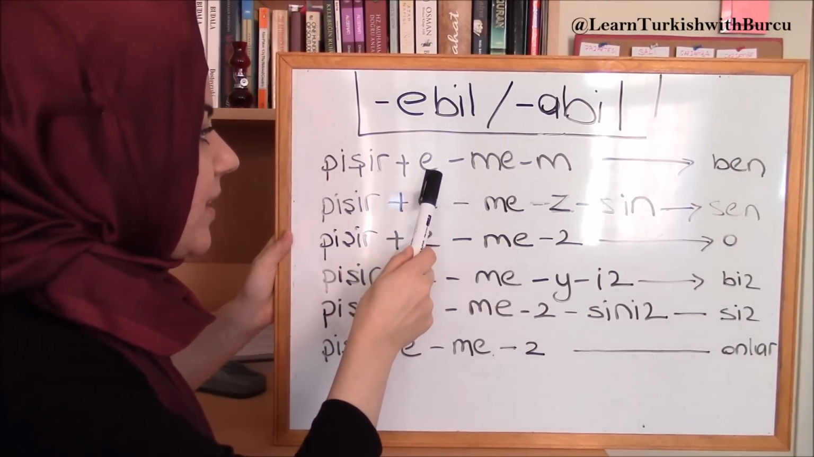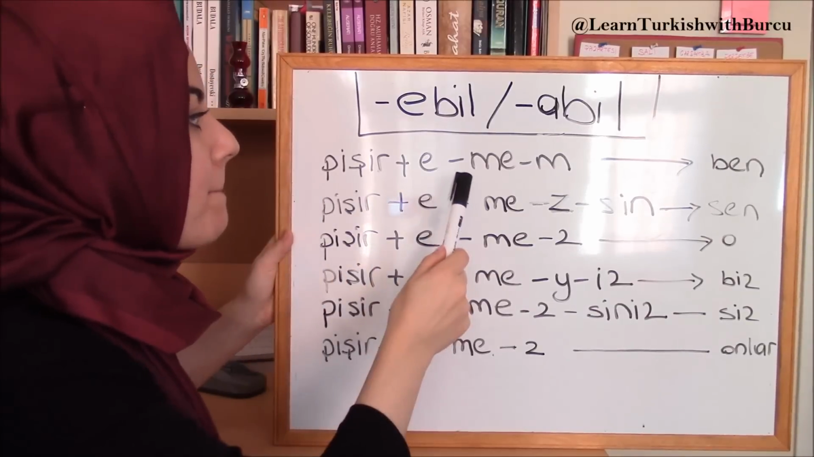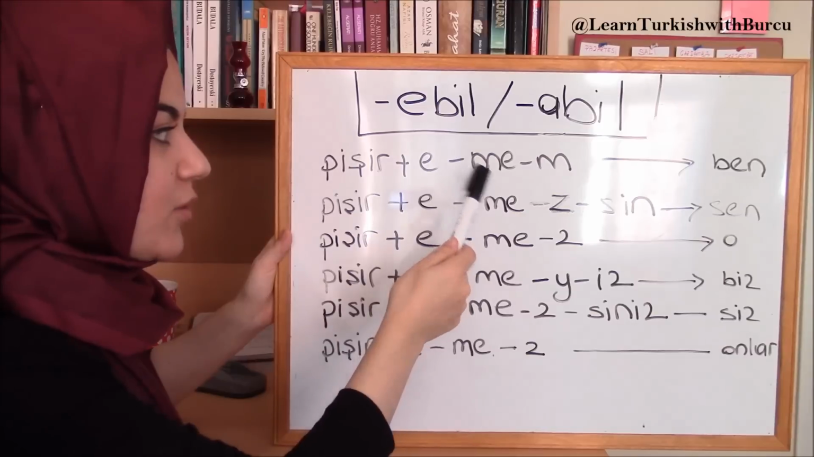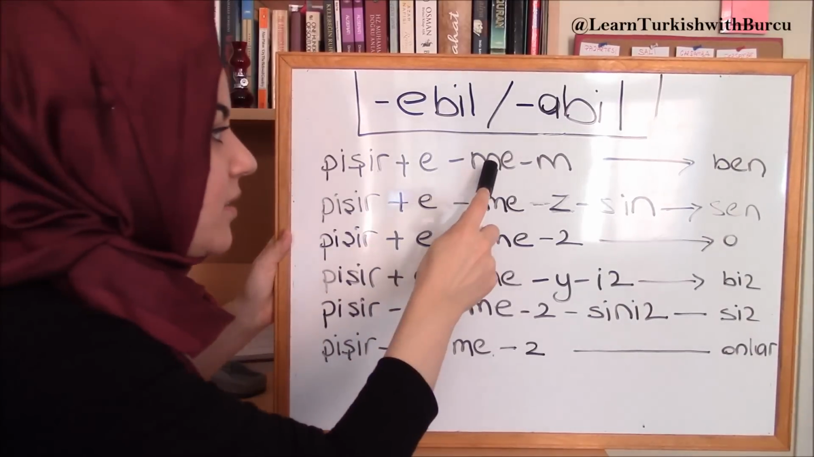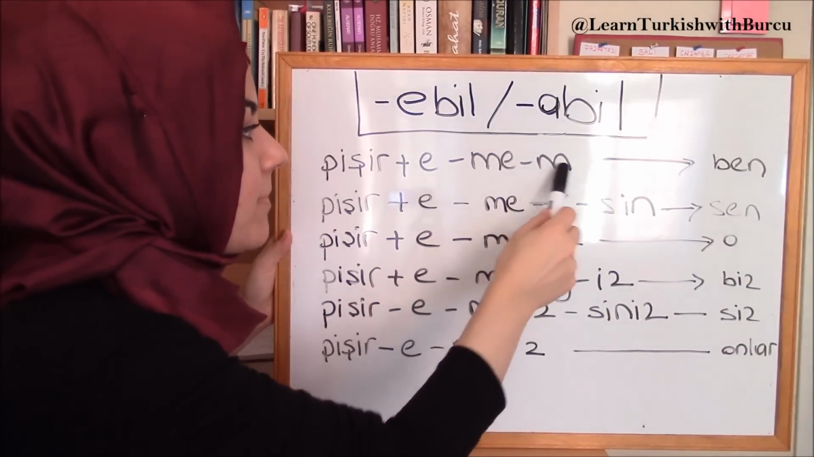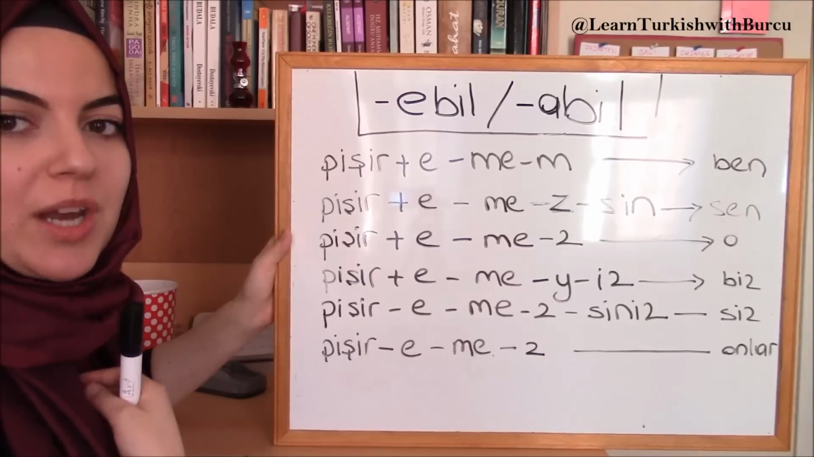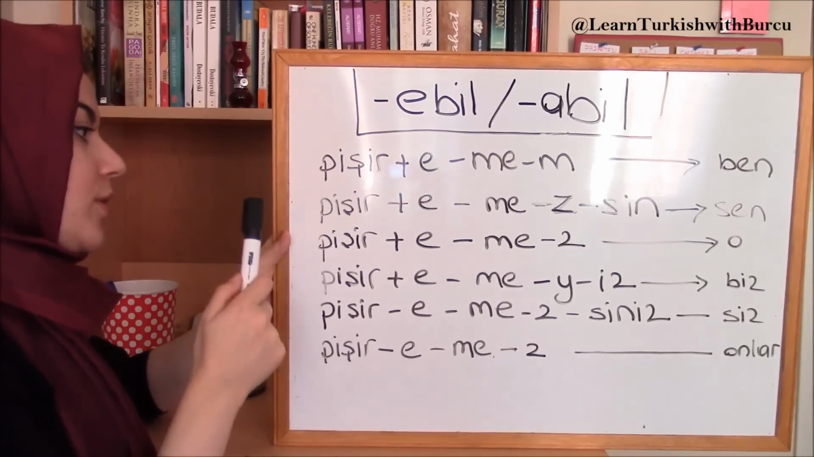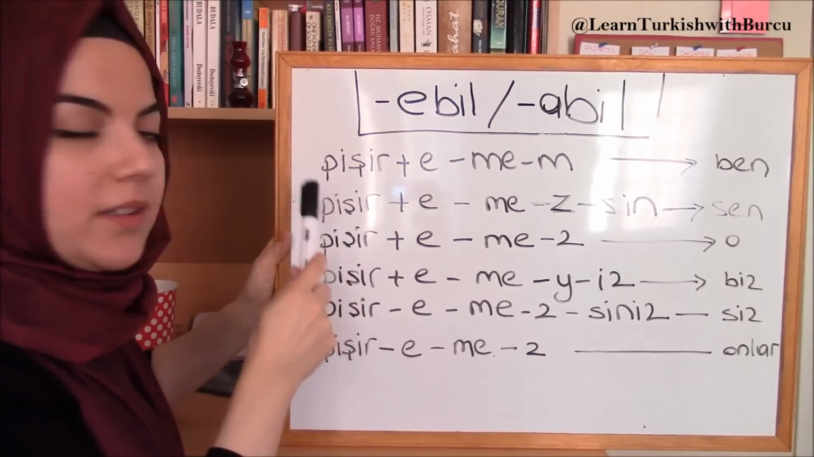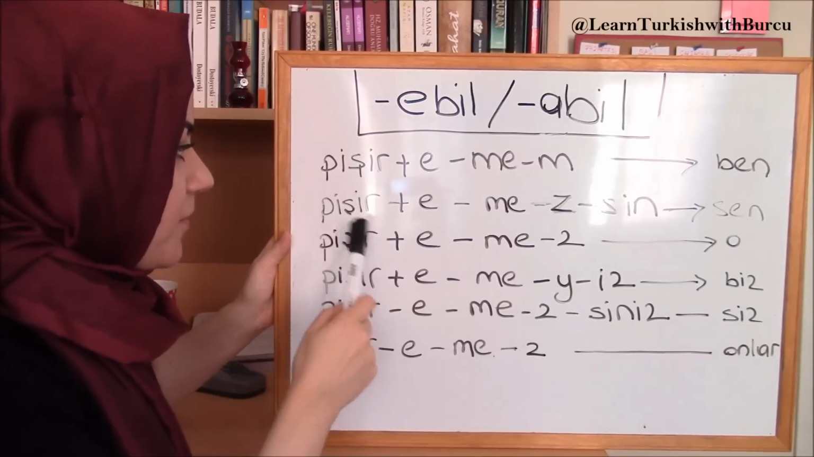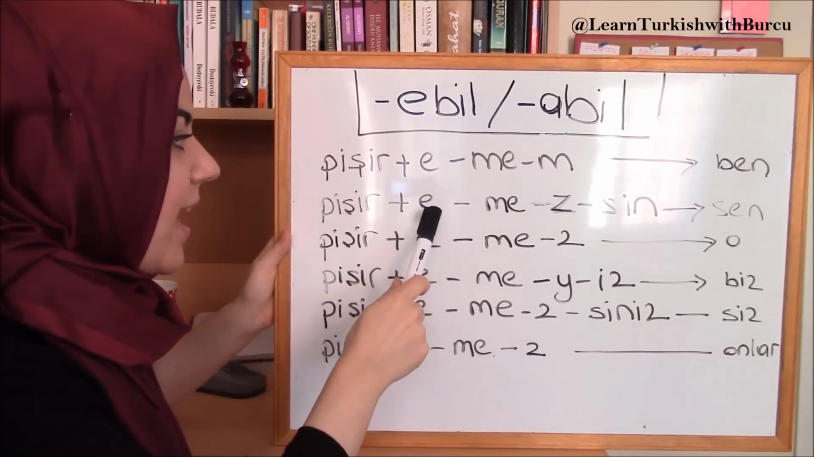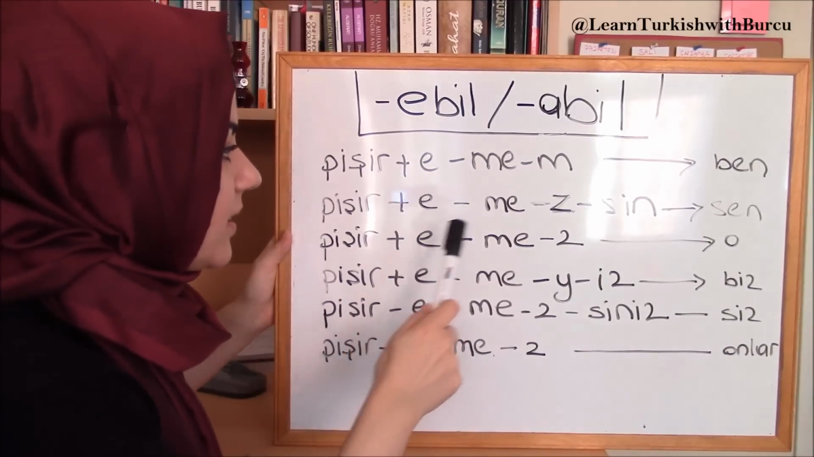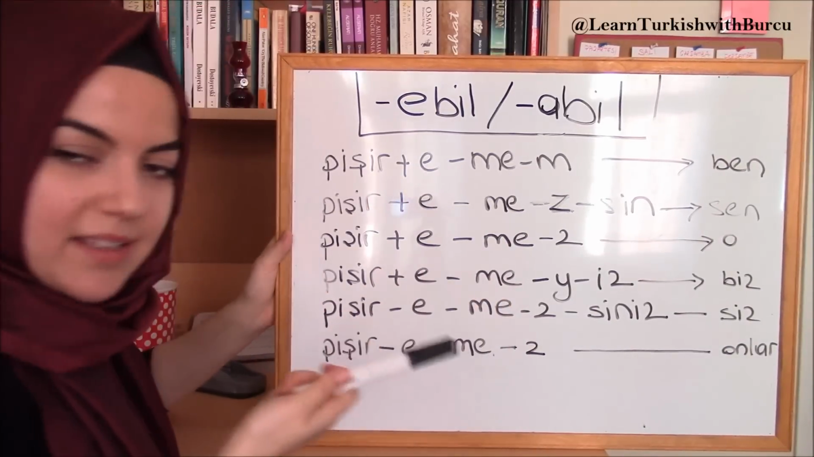E, ability suffix, pişireme, and m is the negative suffix: pişiremem, ben pişiremem. You already know the first person. Now, let's say the second person. Pişir, the root of the verb, pişire, this is the ability suffix, and then this is me for negative.